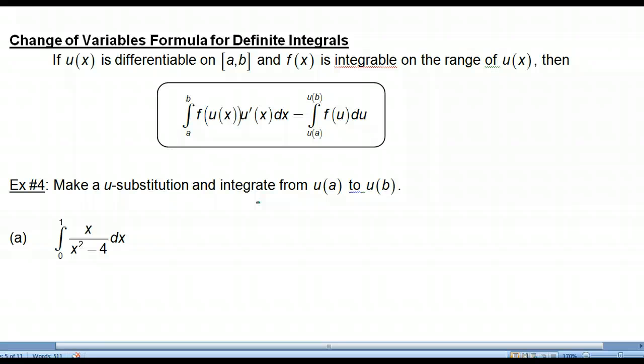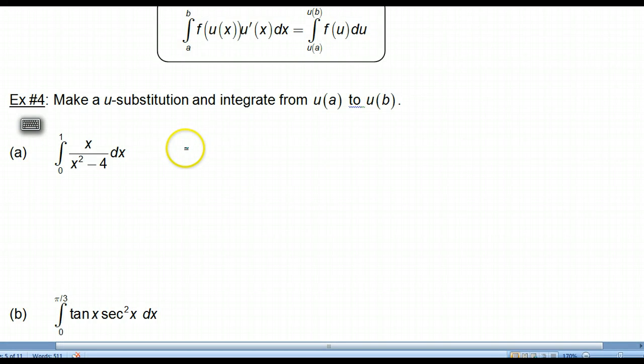So, the next one, we have bounds. We don't need to worry about the plus c, but once we change everything to u, we're also going to change the bounds. Again, this looks much more complicated, but it makes it much easier. Let's just look at this original problem. Pretend the bounds aren't there. Think, what are you going to make u equal to? x squared minus 4. All right. Am I right? Yes.